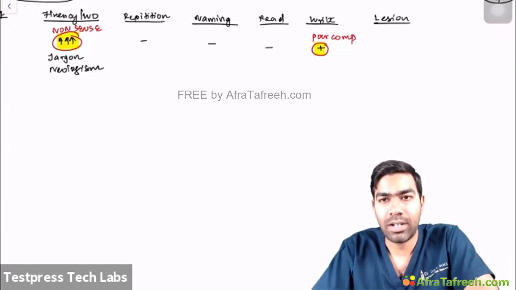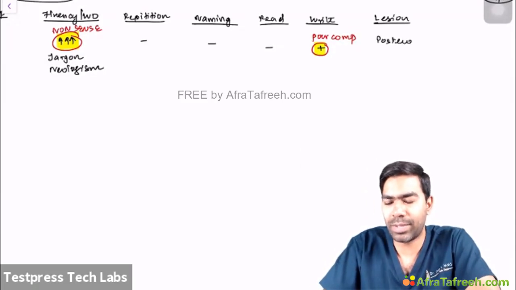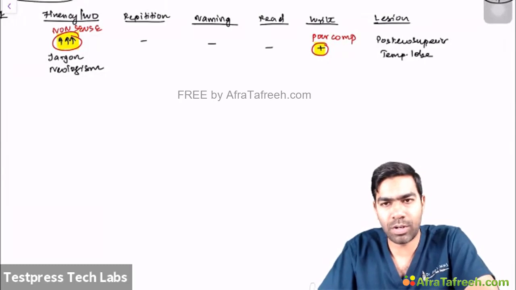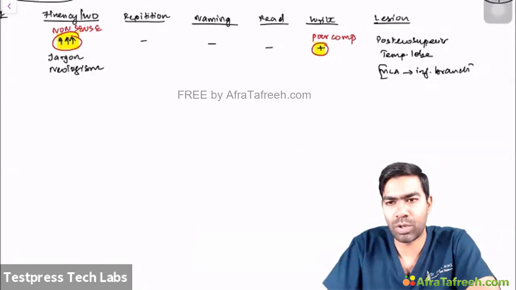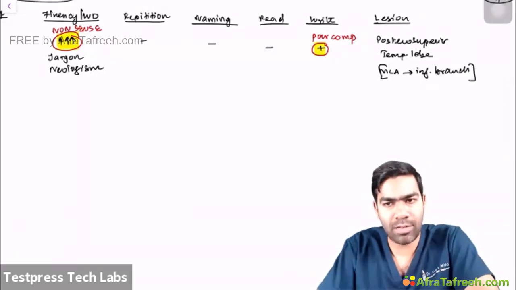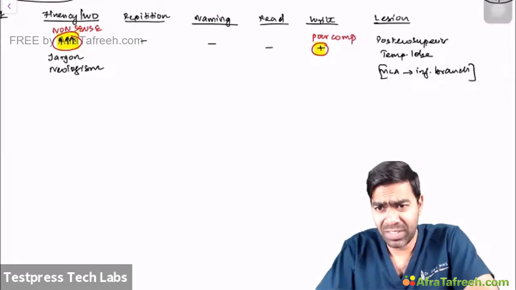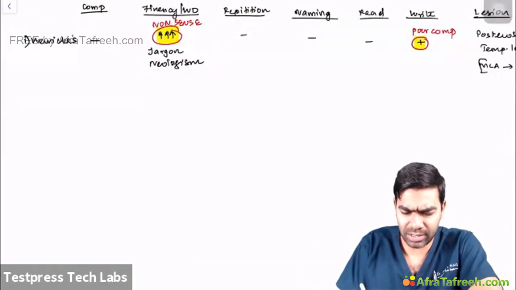Okay, lesion. Lesion will typically be in the postero-superior temporal lobe. That is where Wernicke's area is located. And usually the artery that is involved is the middle cerebral artery, inferior branch. All these things will make sense in some time. Don't worry about that. That's why I've not drawn the image yet. So most of this will be visible in some time. Right now, the MCA inferior branch is where you will get the Wernicke's aphasia.